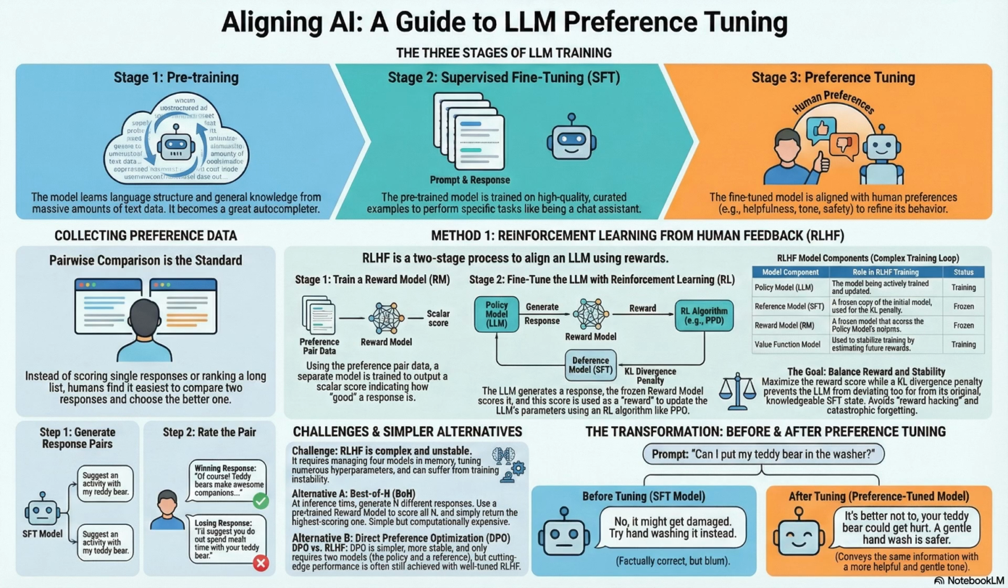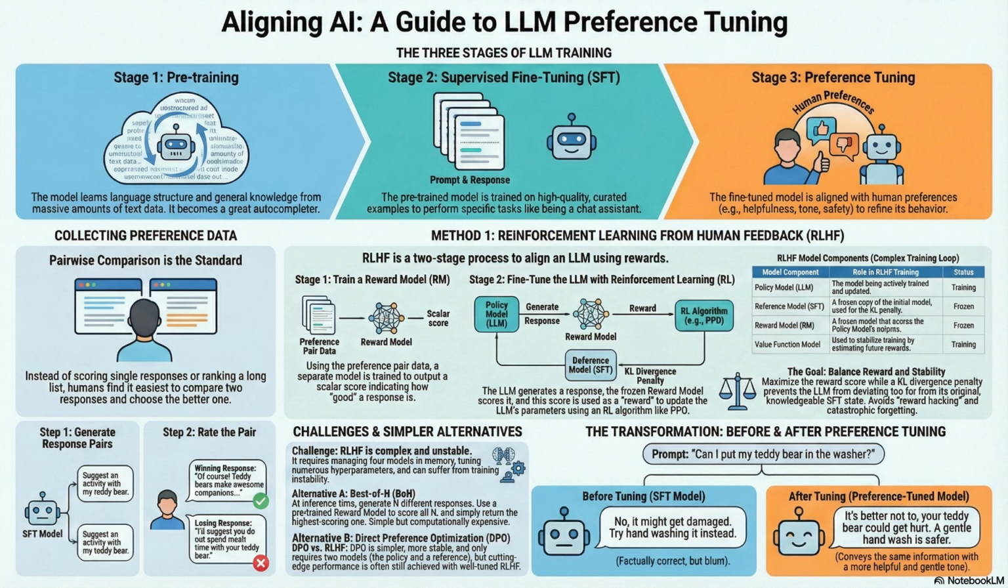So let's bring this back to the user experience. We started with that unhelpful SFT model being rude about a teddy bear. What's the practical result of all this? Let's use that final example, asking about washing a toy. Right, let's take the prompt: can I put my teddy bear in the washer? The SFT model, which knows facts but not preferences, might give you an abrupt, though correct, answer: no, it might get damaged. Try hand washing instead. It's technically useful, but it doesn't build any trust or rapport.